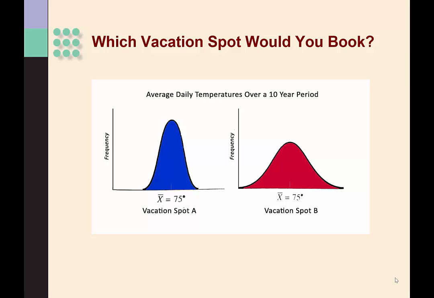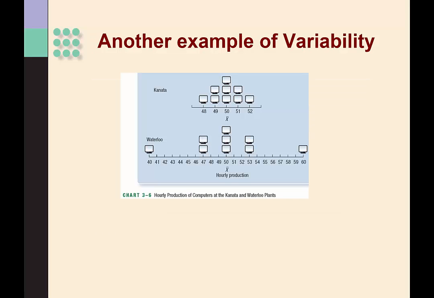Another example where variability of scores can have a big impact is this display, which presents the distribution of hourly production of 2 computer plants. The top one is in Canada and the bottom one is in Waterloo. Both plants have the same hourly average production of 50 units per hour. However, production output of the Waterloo plant is far more variable.